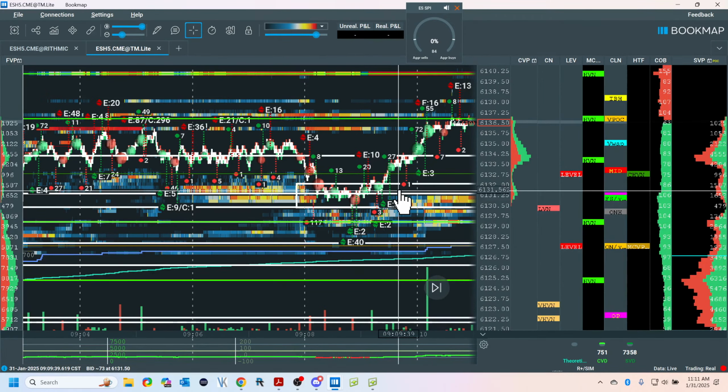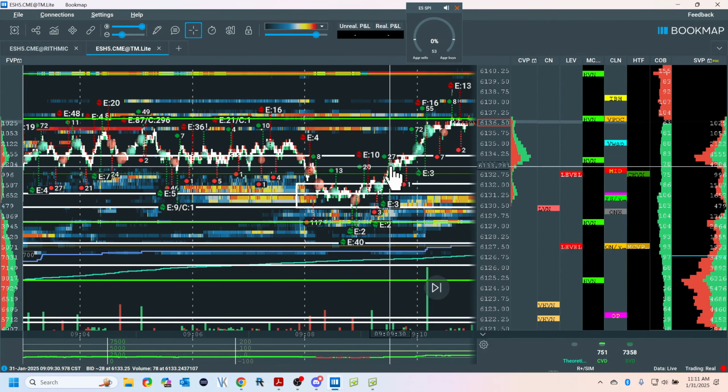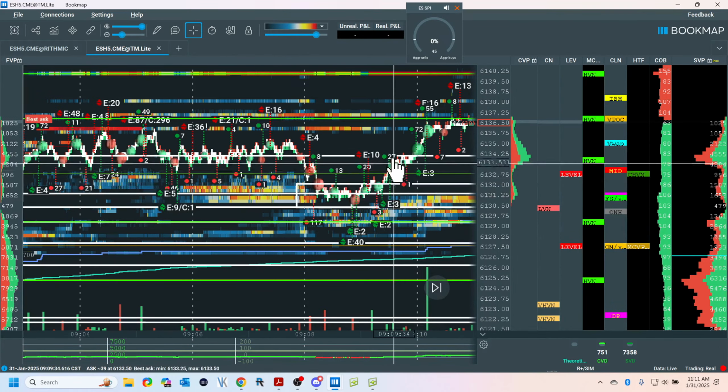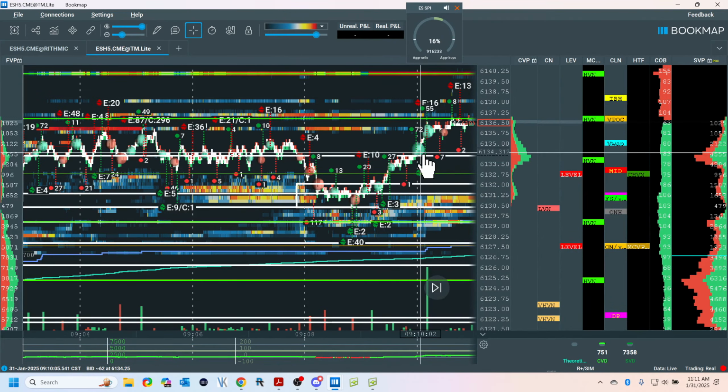And where are we going? Let's go back to what we were thinking about. And where's my resistance? I've got to talk about resistance. If I buy it here, my resistance is here. So this is my scale, very tight. It's a couple of points. I can do this trade.